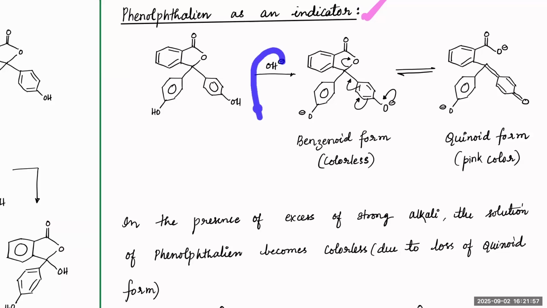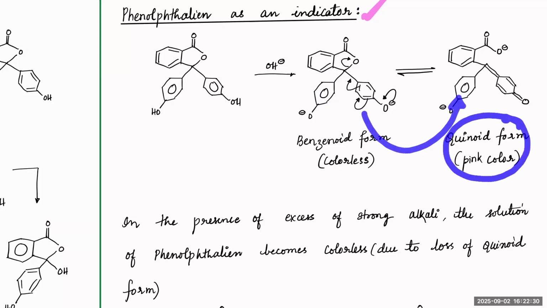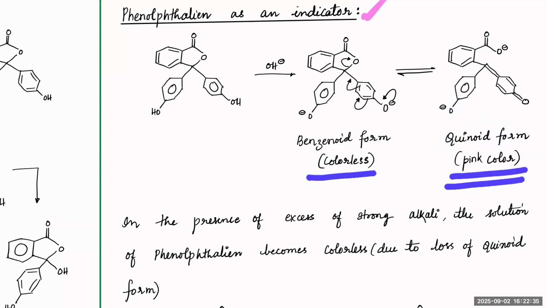See, in the basic medium, OH minus will take H plus from here, converts into this O minus form. And this O minus form, as it pushes here, it will become a quinoid form. This is called quinoid form. This type of form is also benzenoid, because these are all benzene rings, right? These are called benzenoid form. And now this is becoming something like a quinone, so it is called quinoid form. If there is a conversion from benzenoid to quinoid, always there is a color observed. So this is colorless form. This will become pink color. Done?